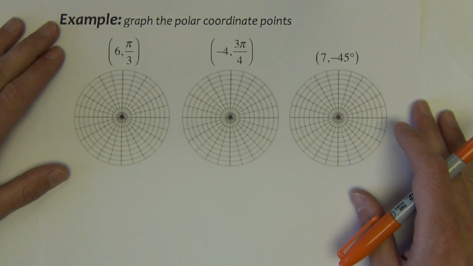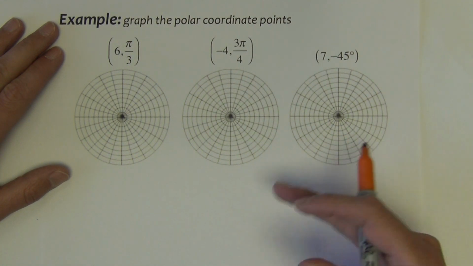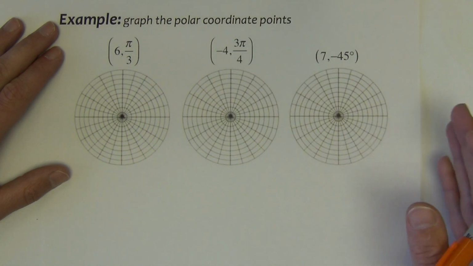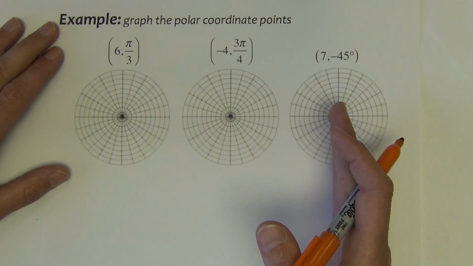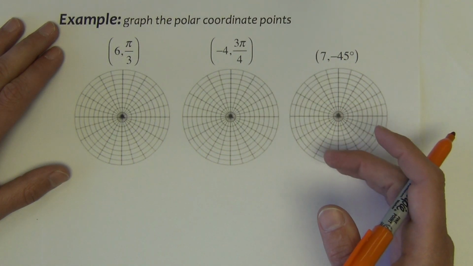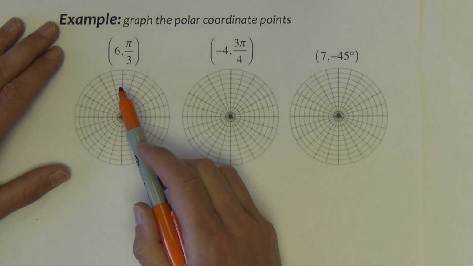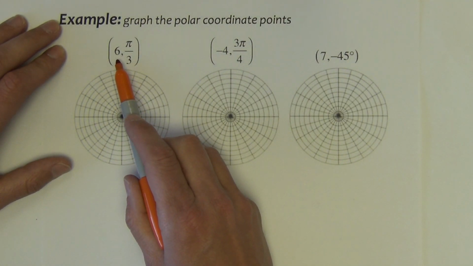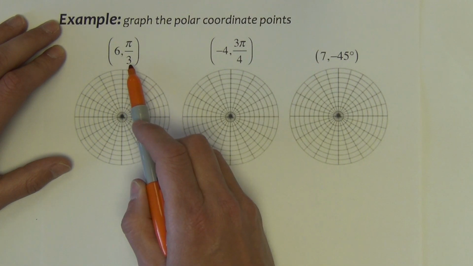Graphing in polar coordinates is somewhat similar to graphing in rectangular coordinates, as we've done most of our lives, in that we need two pieces of information. In a rectangular coordinate system, you need an x and a y. You need to know how much, measured from the origin, do you go left and right, how much do you go up and down. Similarly, we need two pieces of information. In this first example, the 6 tells us how far do we go from the pole, and the pi over 3 tells us at what angle do we go from the polar axis. So two pieces of information here.